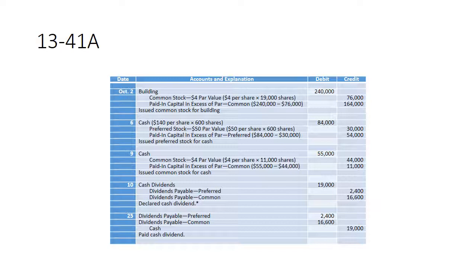They only credit the preferred stock account, which is similar to common stock in that it is selling ownership to the outside to a stockholder, $50 par value times 600 shares. So you follow that same rule. The most you put into the preferred stock account is the stock's par value. So $30,000 is the amount of the credit. The amount they received above the par value is credited to the other equity account paid in capital in excess of par preferred.